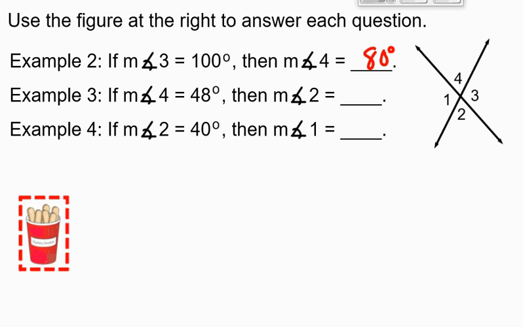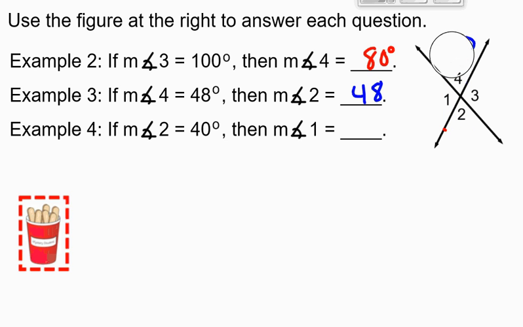Okay? If the measure of angle 4 is 48, then I need to find the measure of angle 2. Well, these two angles are vertical angles, which means they have to be congruent. So if this one is 48, that means this one is also 48.